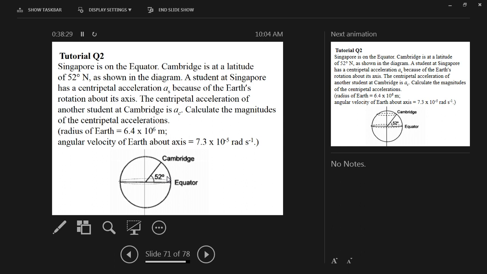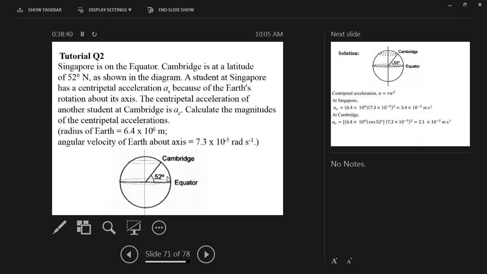What about the student at Cambridge? He will also be going round in a circle, but what can you say about the radius? It will be smaller. So you need to draw to see for yourself. This will be the circular motion made by the student at Cambridge, and therefore the radius will be smaller. So I will need to go and find that radius. That's why the angle here is required.